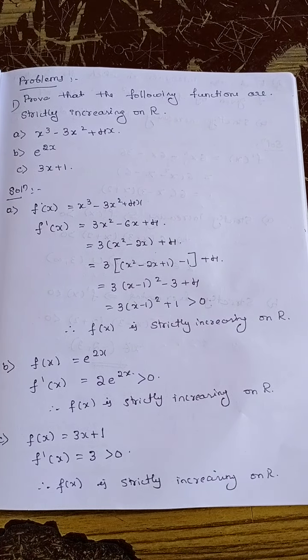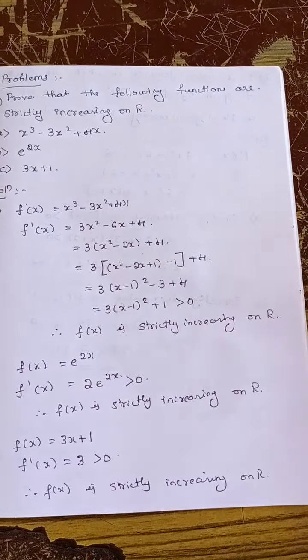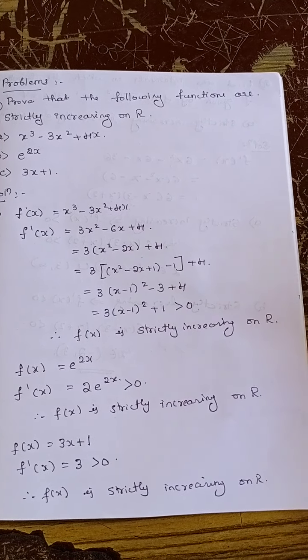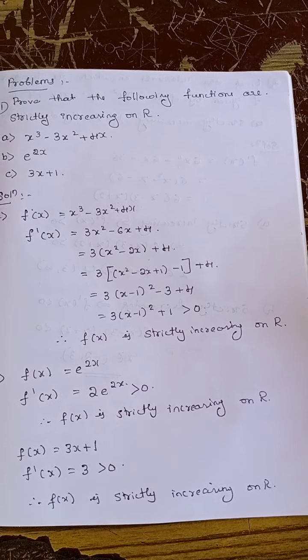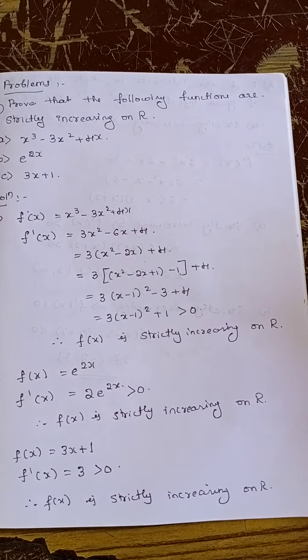First one, prove that the following functions are strictly increasing functions. First one, x cube minus 3x square plus 4x. It is f of x is equal to x cube minus 3x square plus 4x. To prove this is a strictly increasing function, we have to prove that f dash of x is greater than 0. So take f dash of x is equal to differentiation of x cube is 3x square minus differentiation of x square is 2x. So 3 2 is 6x plus the differentiation of 4x is 4.